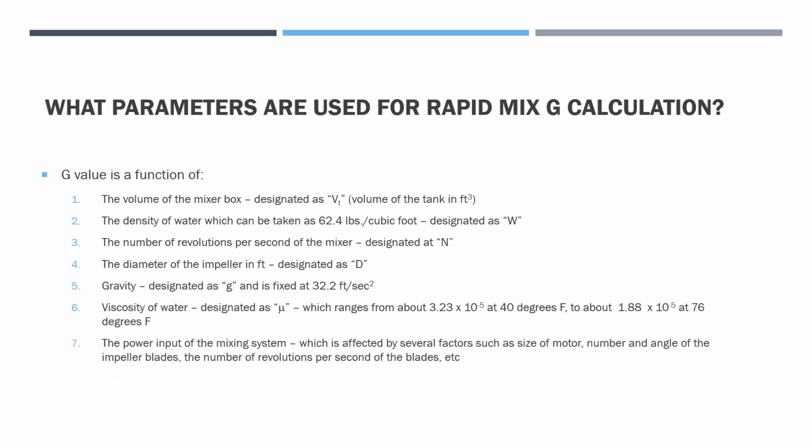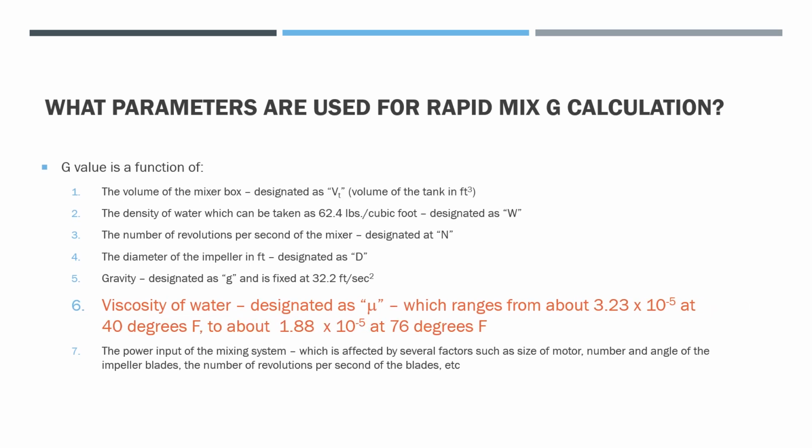And we need to know the power input of the mixing system. Of course, that's affected by several factors, such as the size of the motor, the number and angle of the impeller blades, and the number of revolutions per second. Of course, everything is fixed here except number 6, which is the viscosity of the water. We designate that as U.